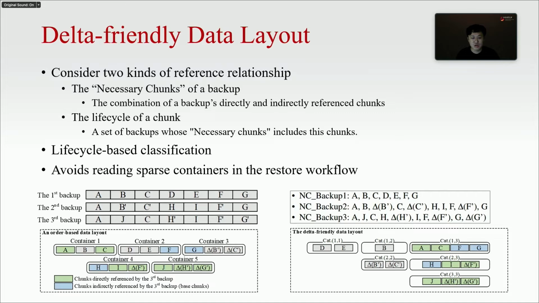For example, if we want to restore the third backup, cat13, cat23, and cat33 are all we need, and there will be no unused chunks in these categories. Besides, the paper has more discussions about the evolution of this data layout to support saving more backups and deleting old backups.